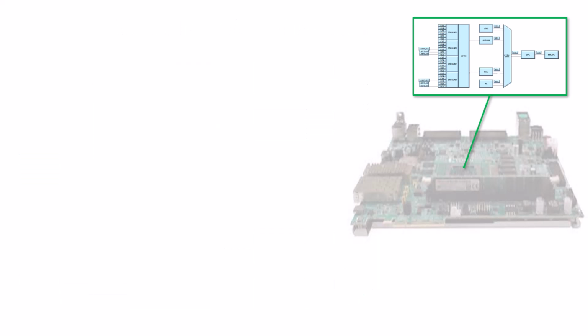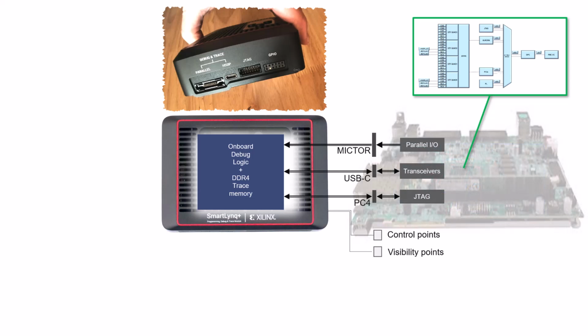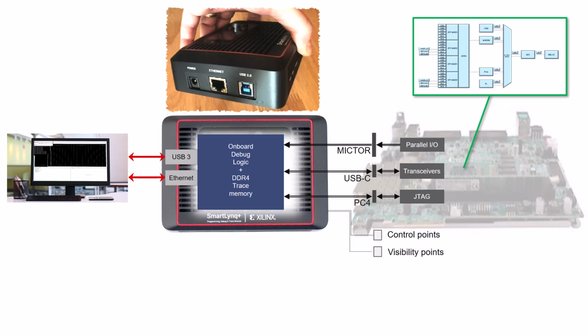The high-speed debug logic is implemented in the Versal part. It links to the SmartLink Plus cable with the parallel debug on the MICTOR38 connector, high-speed serial Aurora on the USB-C connector, and JTAG on the PC4 connector. The cable also has dedicated general-purpose I/O for board-level control and visibility. Host-side communication is over USB 3 and/or gigabit Ethernet. Also note that the SmartLink Plus has DDR4 trace memory up to 14 gigabytes and onboard debug logic.